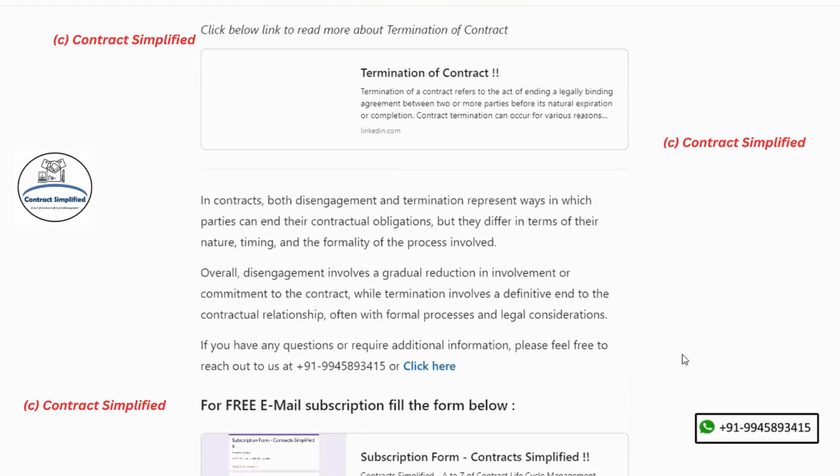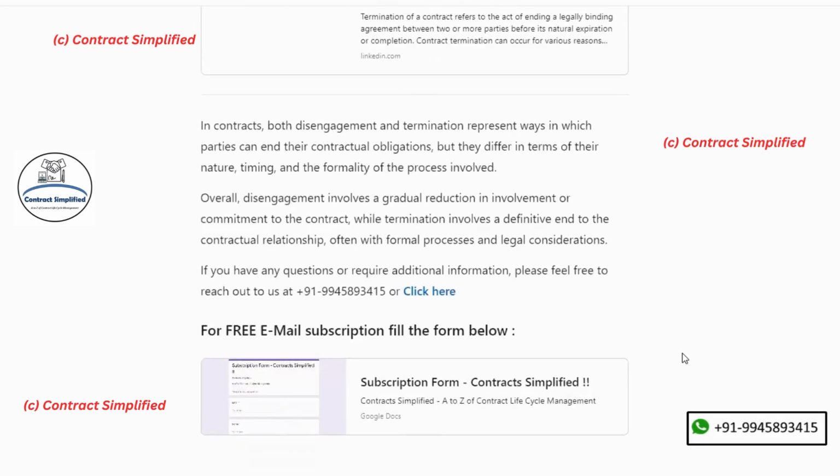In contract, both disengagement and termination represent ways in which parties can end their contractual obligations, but they differ in terms of their nature, timing, and the formality of the process involved. Overall, disengagement involves a gradual reduction in involvement or commitment to the contract, while termination involves a definitive end to the contractual relationship, often with formal process and legal consideration. I could also say that disengagement is a part of contract termination, and disengagement may eventually lead to contract termination.